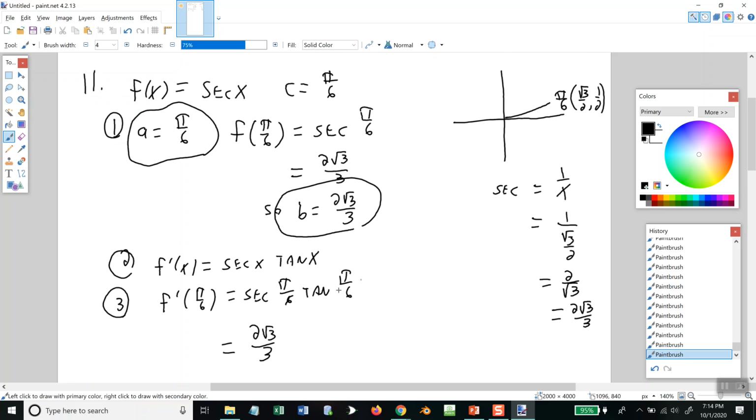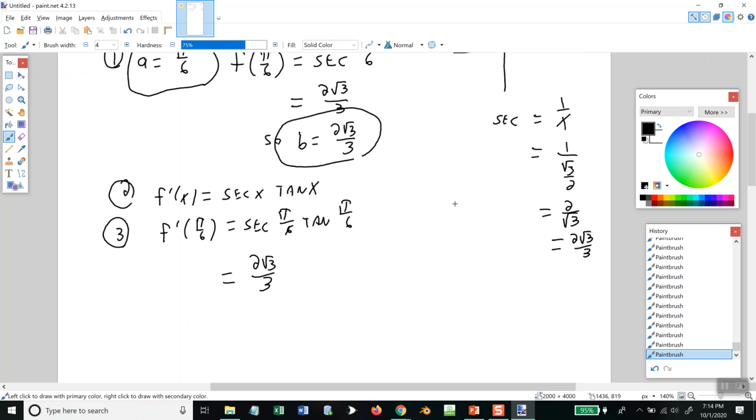The other part I need is tangent pi over 6. Tangent is y over x. So I'm going to have 1/2 over square root of 3 over 2. Those 2's cancel. So I got 2 square root of 3 over 3 times 1 over square root of 3. Square root of 3's cancel, and I'm left with 2/3. And that'll be C.